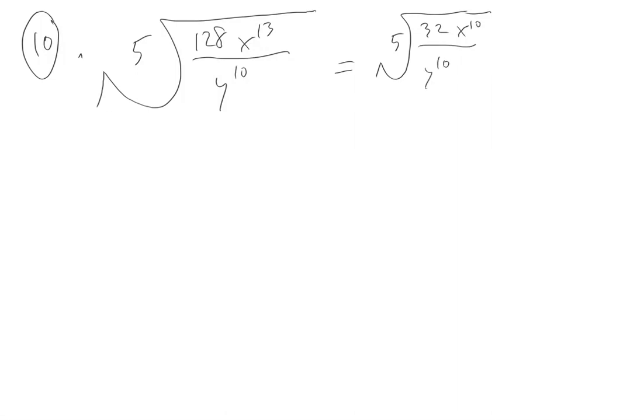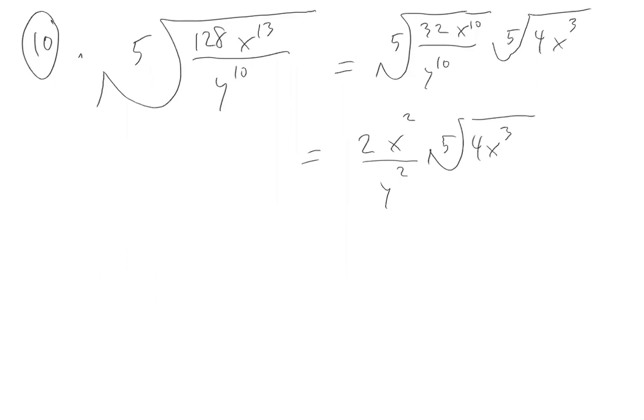But then what's left over, what I can't do the fifth root of, is the 4, because 4 times 32 is 128. And then the last three x's, so x to the third, I cannot do the fifth root of that. So the fifth root of 32 is 2. Fifth root of x to the 10th will be 10 divided by 5 is 2, so it'd be x squared. And then the fifth root of y to the 10th is y squared. Then you still have left over on the side of it, the fifth root of 4x cubed.